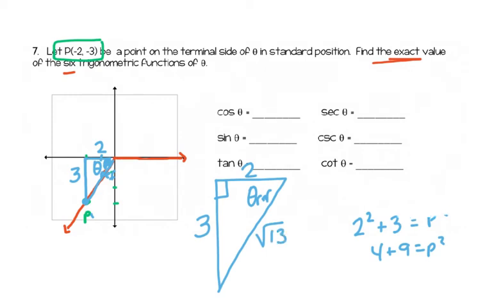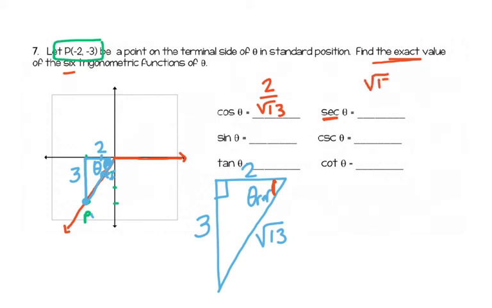Now using that, I'm going to find the cosine of theta. And when I say theta, I'm talking about this reference angle. So the cosine of that angle is adjacent over hypotenuse. So it's 2 over square root 13. One thing I'm not going to require is that you simplify your radical. So you don't need to multiply by square root of 13 over square root 13. You can just leave it as 2 over square root 13. Now remember that the secant is the inverse of that. So you just have to do the reciprocal, and there's your secant.